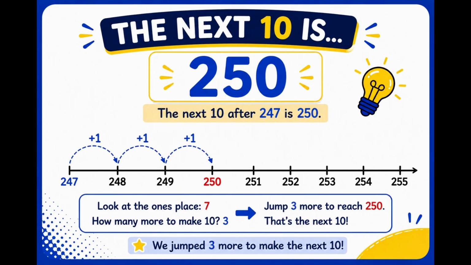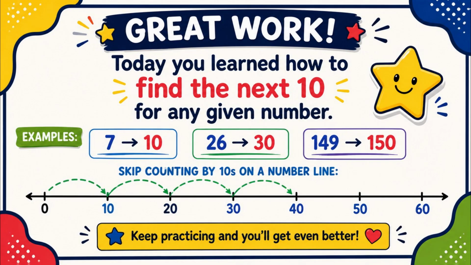We added 3 more ones to make the next 10. And we jump 3 times on our number line to make the next 10. So 7 needs 3 more to make 10. That means the next 10 after 247 is 250. Did you get it right? Great job if you did.